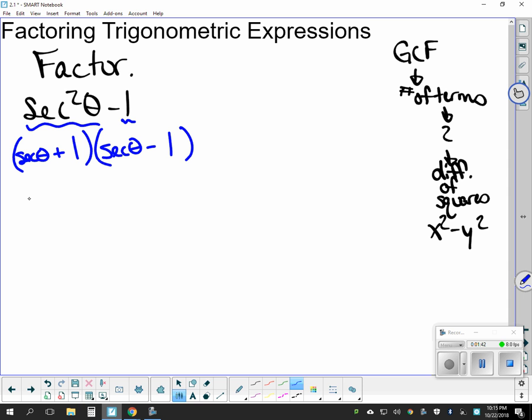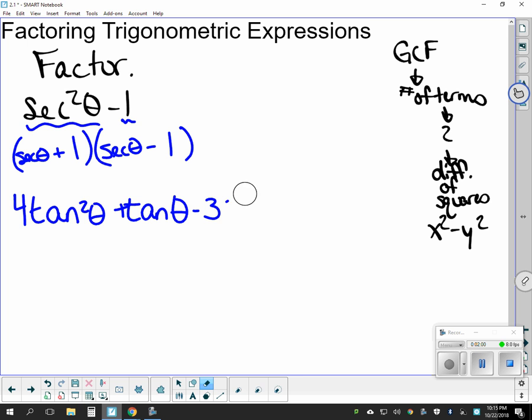Okay, another one. 4 times tangent squared of theta plus tangent of theta minus 3. Start with the GCF. Do we have one in our 3 terms? No. Don't say tangent because this does not have tangent back here. Then, how many terms are there? Well, in this case, there's 3. If there's 3, you should be looking at AC method.